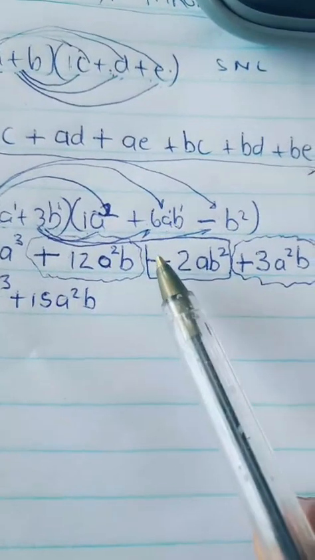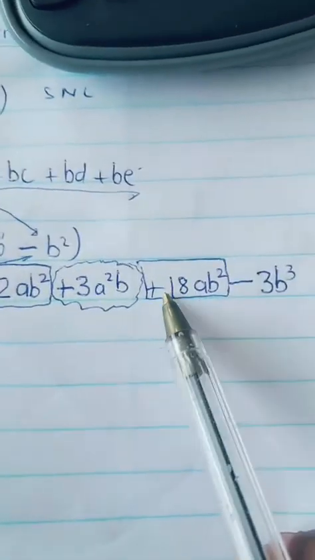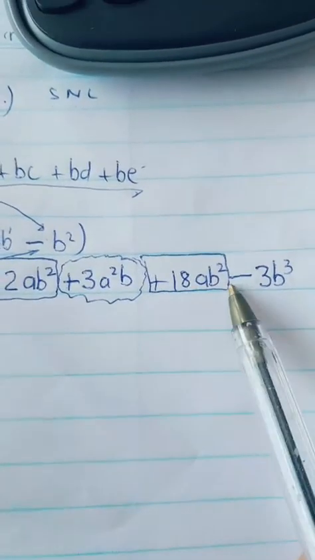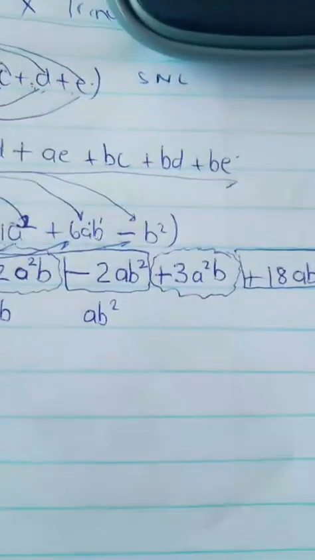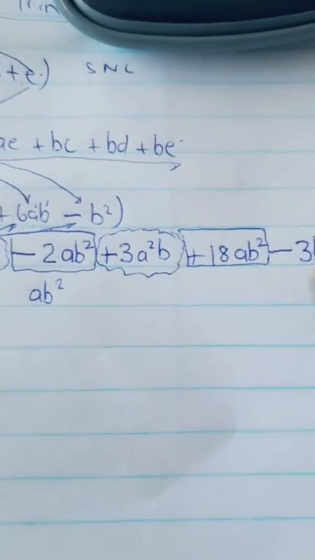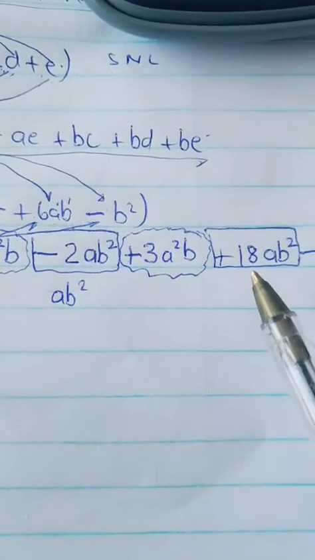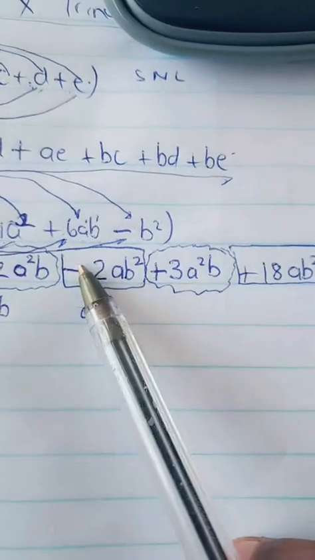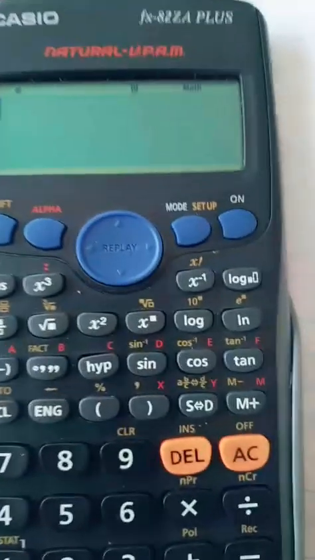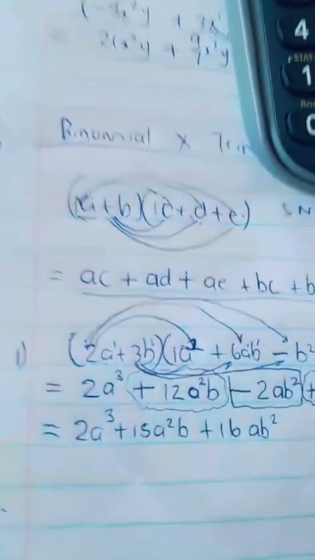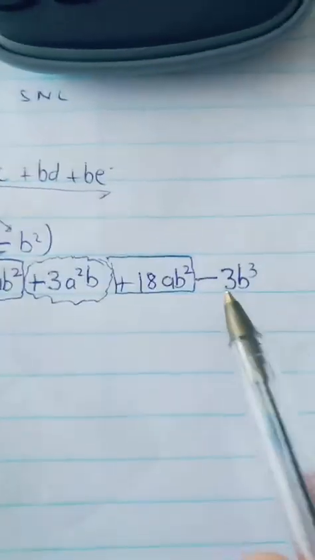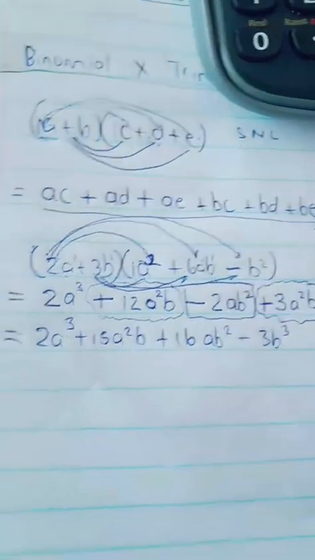Let's move on. Minus 2ab squared and plus 18ab squared. I know my answer will have ab squared in it. The variable will stay the same. What I need to check is the addition of the coefficients. So that means minus 2 plus 18. If you don't know, please go to the calculator. Minus 2 plus 18 is 16, so plus 16ab squared. Then this guy is alone: minus 3b cubed.